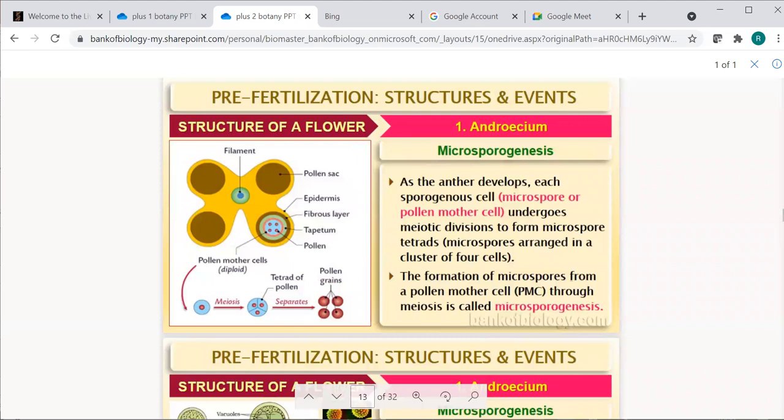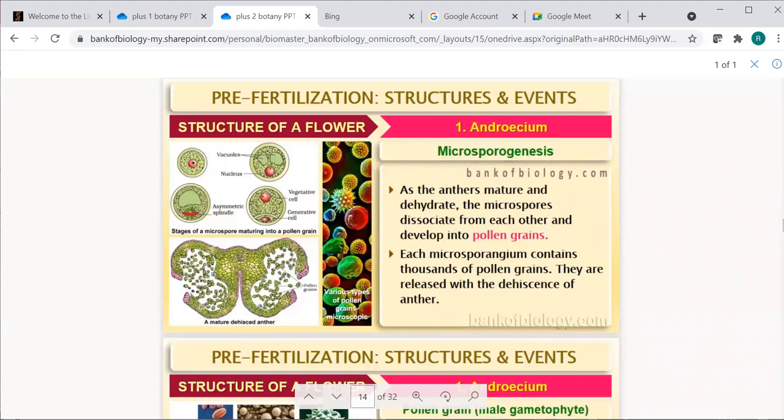Right? This we said, and as the anther matures, dehydrates, it dissociates from each other and develops into individual pollen grains. Each microsporangium contains thousands of pollen grains.